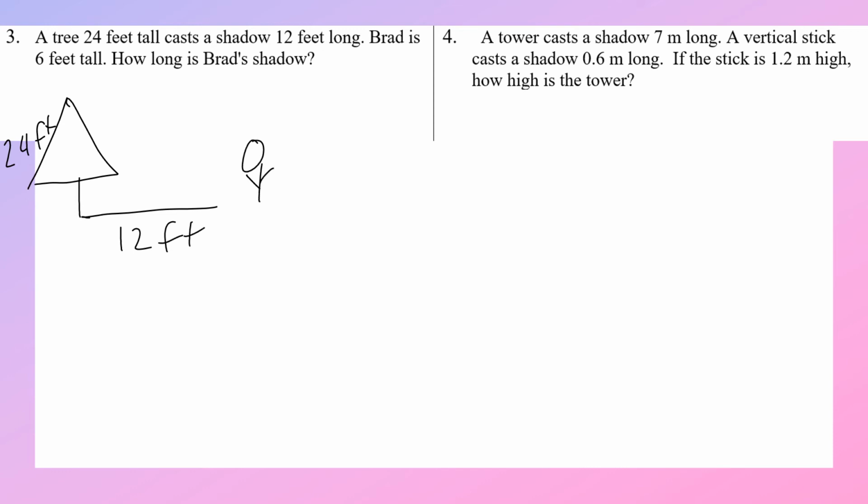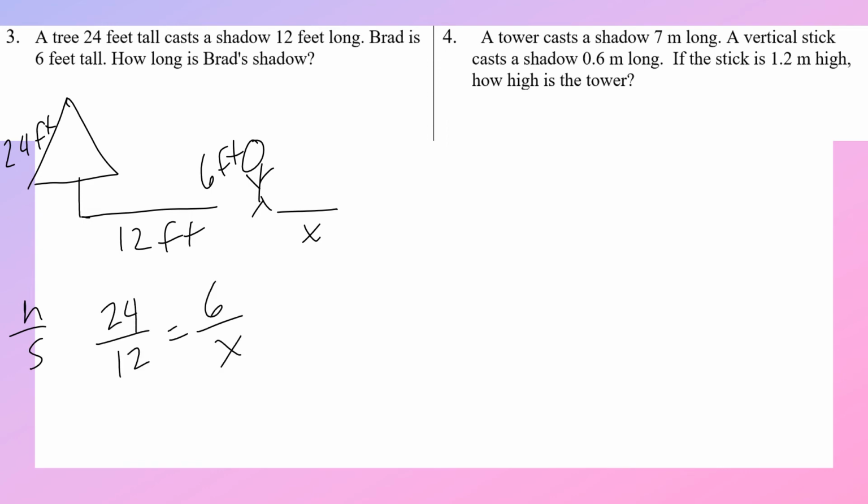Brad is 6 feet tall, and we don't know what his shadow is, so that's going to be our x. Again, you can set it up shadow over height or height over shadow. I'm going to do height over shadow. So for the tree, I have 24 over 12. For Brad, I have 6 over x.